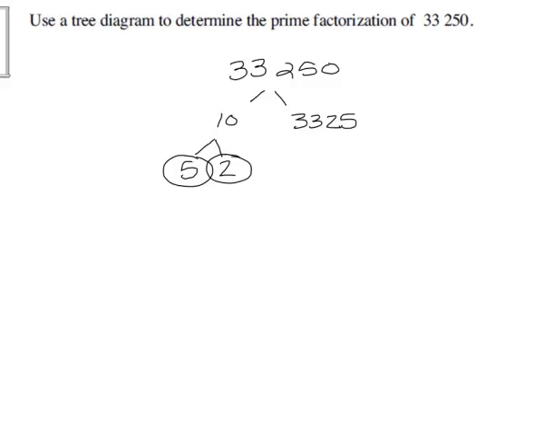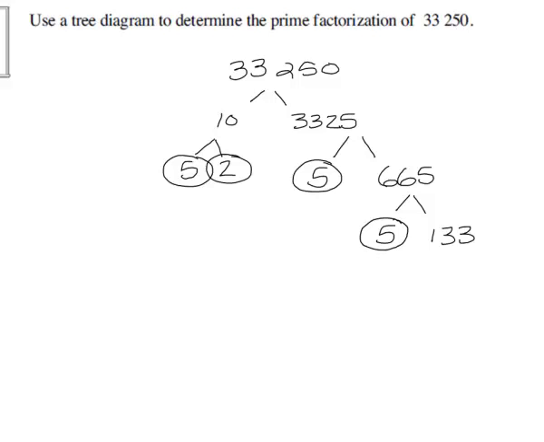When I continue working at the 3,325, again, use any two factors that are obvious to you. I use 5 times 665. 5, as we noted before, is prime, so that number is done, and I just have to break down the 665. Again, I use 5 times 133. 5 is prime, so I'll circle it, be done with that, and continue to break down the 133.